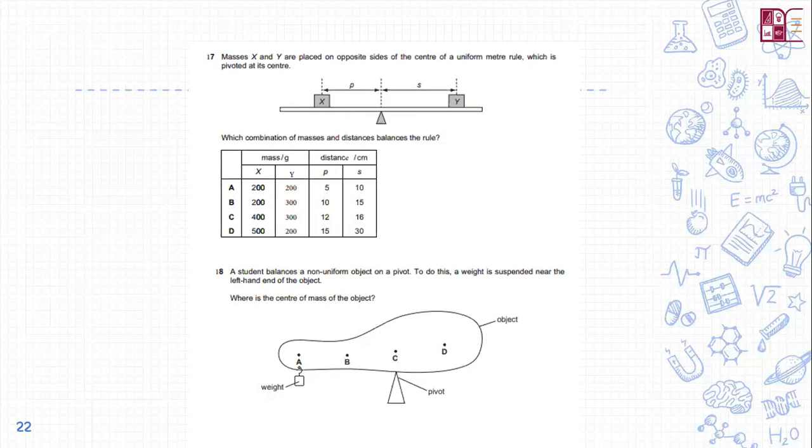A student balances a non-uniform object on a pivot. To do this, a weight is suspended near the left hand end of the object. Where is the center of the mass? Now, since the weight is already attached, you can say that the center of mass would be towards the D.